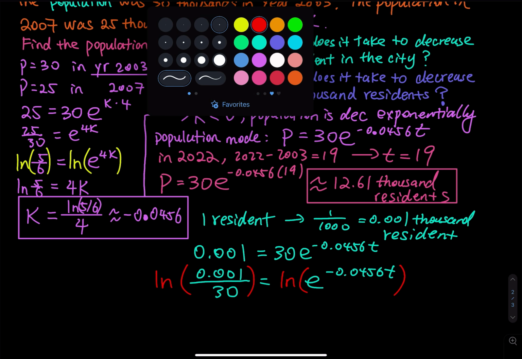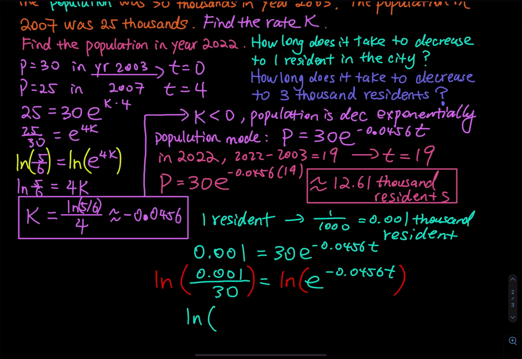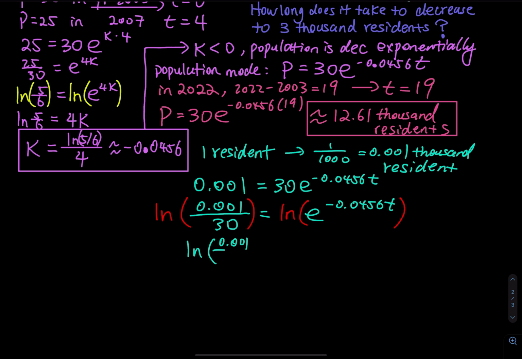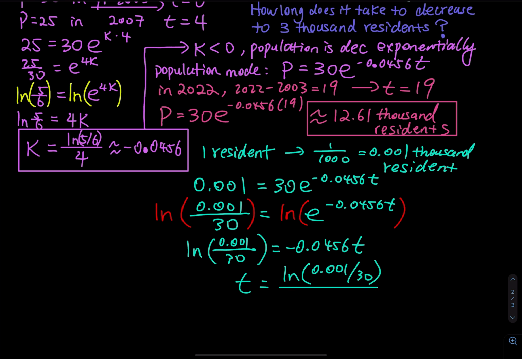You bring the entire exponent down, and then you have ln of 0.001 divided by 30 equals negative 0.0456t, and then ln e is equal to 1. And then what is t equal to? t is equal to the ln of 0.001 divided by 30, over negative 0.0456. This is the answer in exact value. Then approximate that with your calculator, to the nearest integer. So this is approximately 226 years.